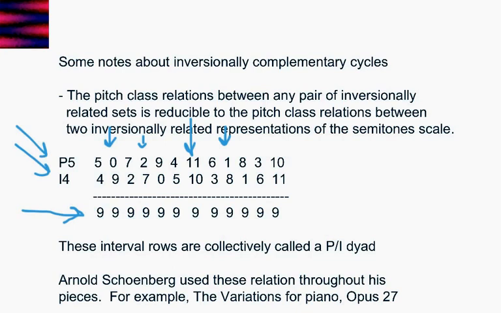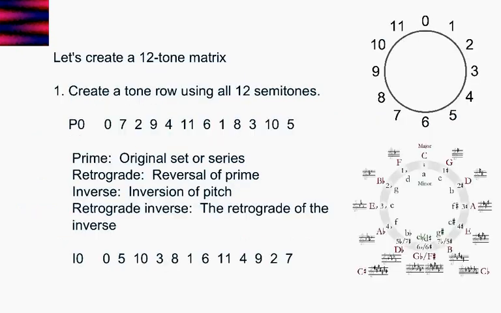So these interval rows have a particular name associated with them. This pair of sets is called a PI dyad, for prime and inversion. And we'll refer to these as PI dyads. Arnold Schoenberg, essentially the father of the 12-tone technique, and certainly one of the fathers of atonal music, used this particular technique of these PI dyads throughout a lot of his pieces. For example, I'll just mention one here, the Variations for Piano, Opus 27.